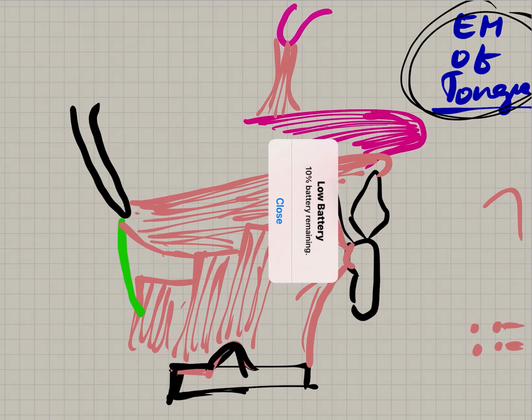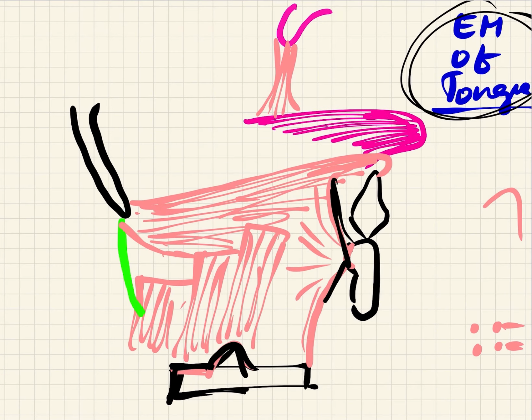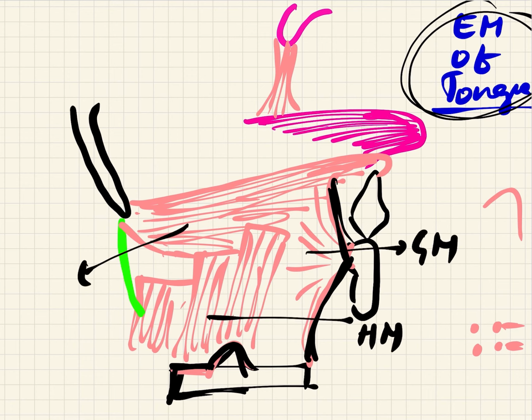So once again, this is the genioglossus muscle, this is the hyoglossus muscle, this is the styloglossus muscle, and this is the palatoglossus muscle. Okay guys, in this video we have discussed the extrinsic muscles. In my coming video we'll be talking about the intrinsic muscles and later the nerve supply, blood supply, and then close the topic of the tongue.